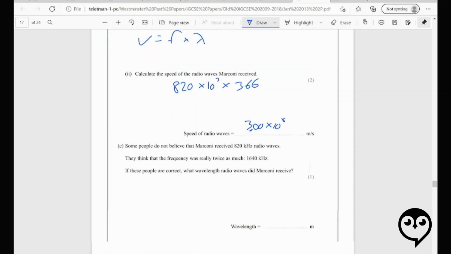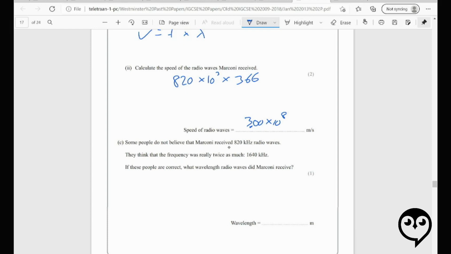Do you mind? Okay. And some people do not believe that he received this frequency. Some think that the frequency was higher. If these people are correct, what wavelength did he receive? Well, wavelength is velocity divided by frequency. So speed of light divided by 1640 times 10 to the 3. And if you do that, you get, I'm going to round it up, 183 meters, so a bit shorter there.